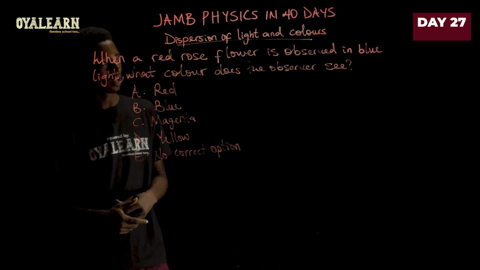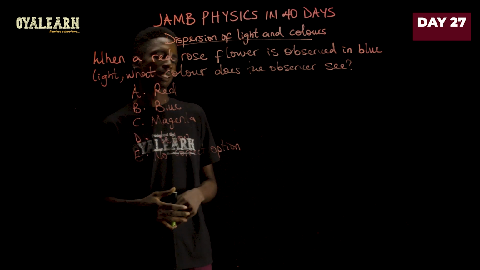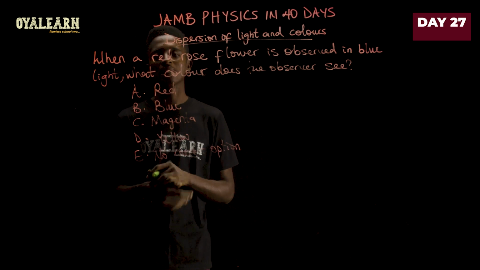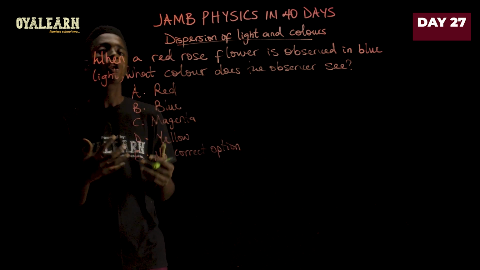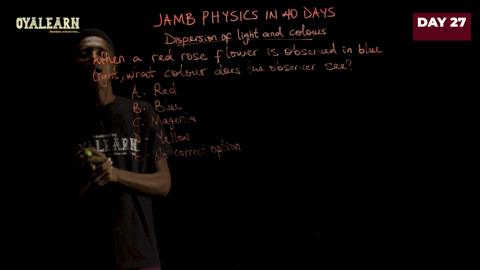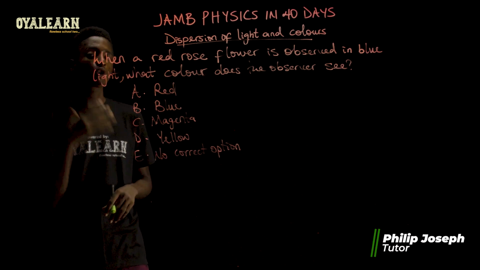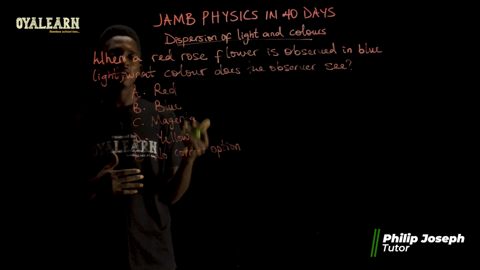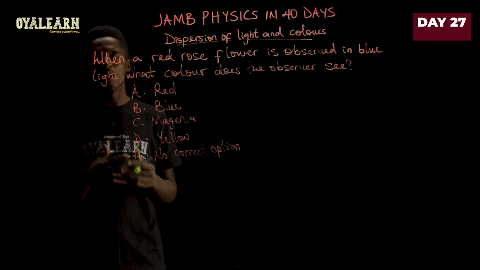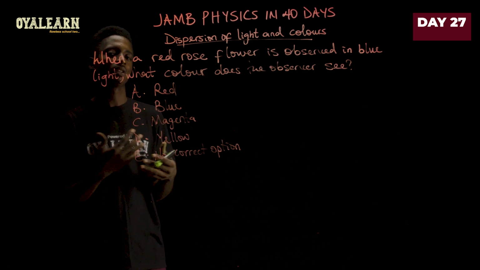When a red rose flower is observed in blue light, what color does the observer see? Now, when you observe a red rose under a blue light, what happens is that the red rose is going to absorb all of the blue color and is unable to reflect any of it. Because when you view a red rose under white light, it's supposed to absorb all other colors and only reflect the red color, which is why we see it as a red rose. But because it's under blue light now, it will absorb all of the light that is incident on it and is unable to reflect any other color.